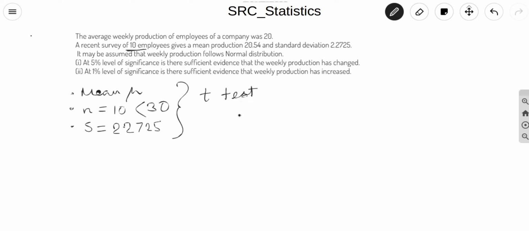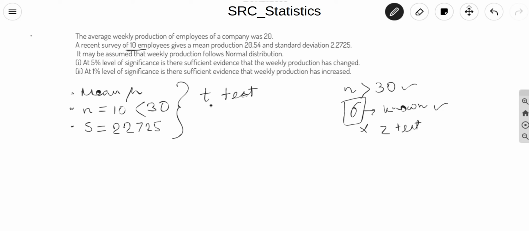Why not z-test? Because we know that for mean we can use z-test. For z-test, the sample size should be greater than 30 and the population standard deviation should be known. Even if the sample size is more than 30 and sigma is not known, we cannot use z-test. For z-test, these two criteria must be satisfied, that is n greater than 30 and sigma known. Since these two conditions are not satisfied, we use the alternative test, that is t-test, which is a small sample test.